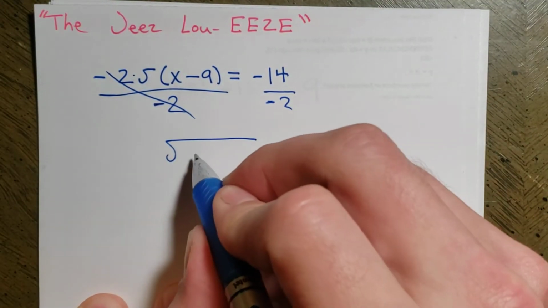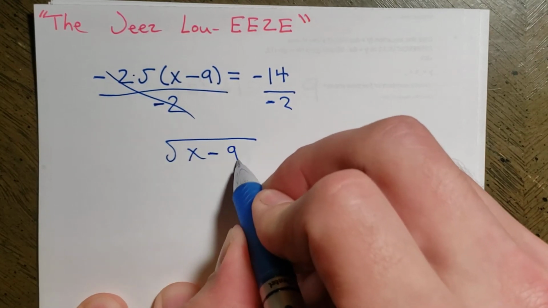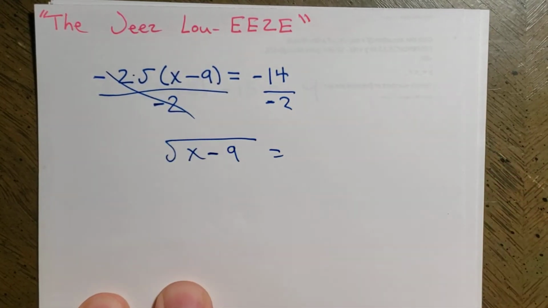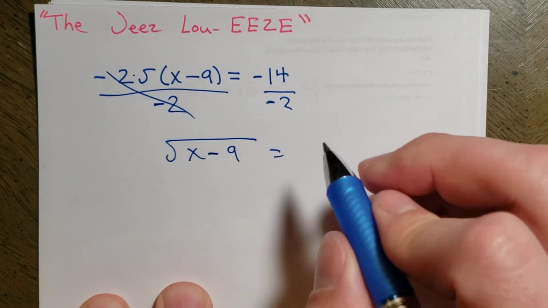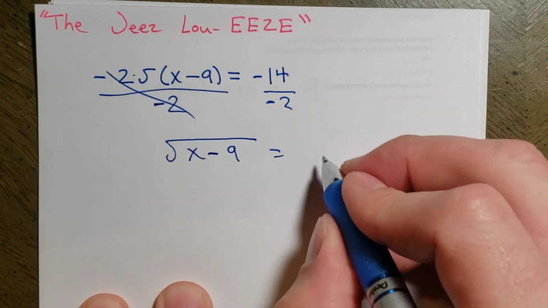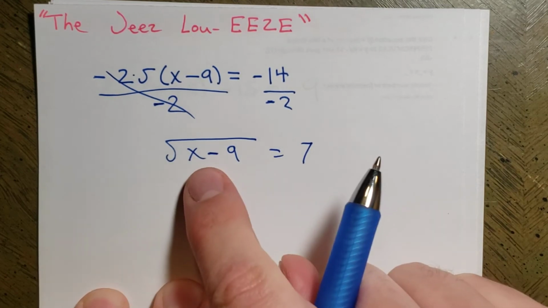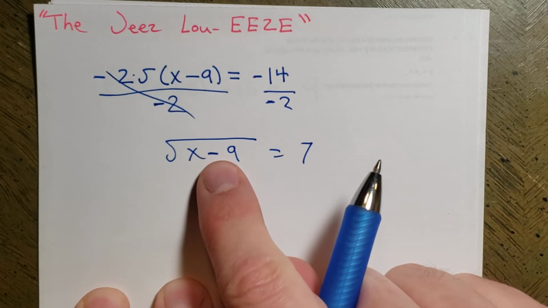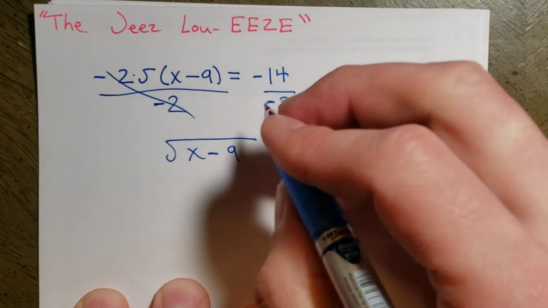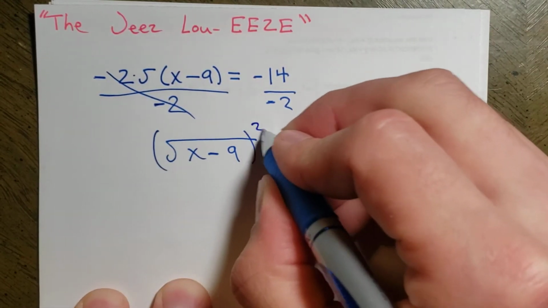I'm going to rewrite it so it looks a little more pretty. It means the same thing. This and this mean the same thing. -14 divided by -2 is 7. All right, we're back to where we just had a problem like this. We have nothing else to get rid of. We can't touch this -9 because it's inside the radical sign. So that means we got to get rid of the radical sign.